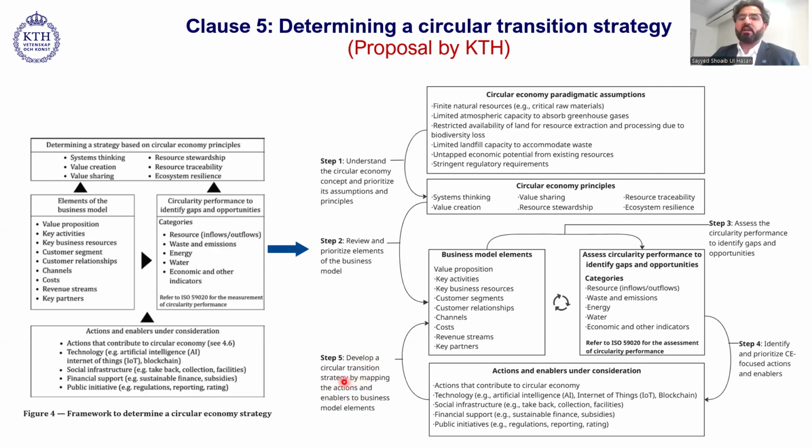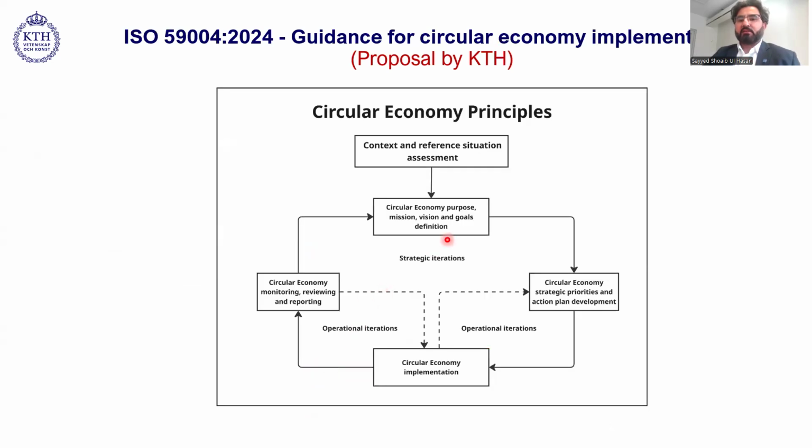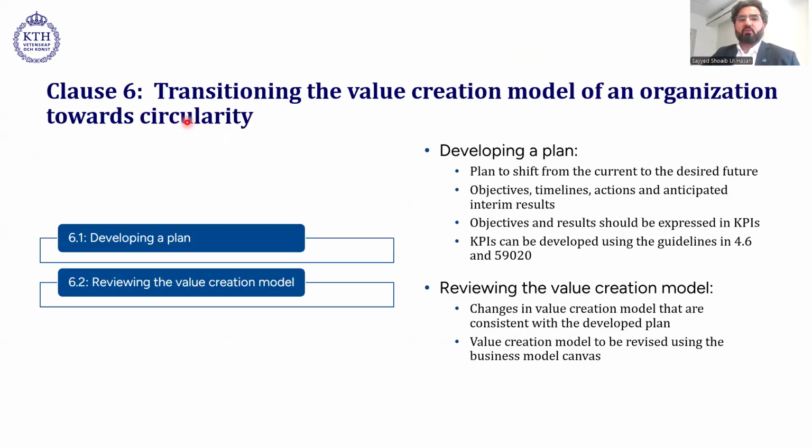So develop a strategy, a circular transition strategy, by mapping the actions and enablers to business model elements. And here, this is the core. This is basically a blueprint of actions and enablers mapped to different business model elements, and this is your strategy. Once you have your strategy, the general framework of circular economy implementation, which is proposed in 59004, says the next step is to implement circular economy. And that's where the standard suggests to go to clause 6.